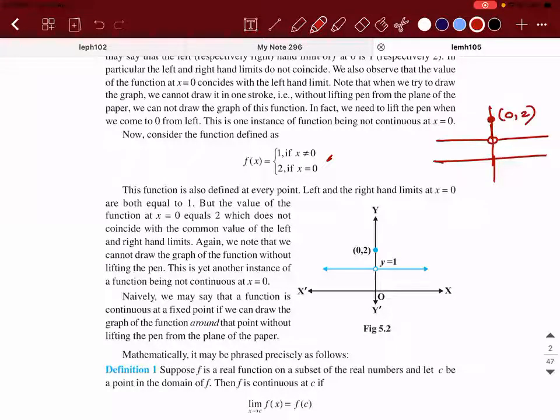So tell me about this function. Left limit is equal to the right limit, but not equal to the function value. Why am I saying left limit is equal to right limit? When you approach from the left, you are reaching the point 1. When you approach from the right-hand side, you are reaching the same point 1. But exactly at 0, what is happening? You are reaching 2. So this kind of function is again said to be a discontinuous function. Is that clear?